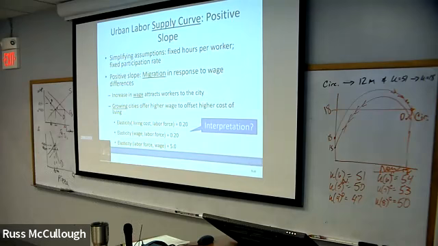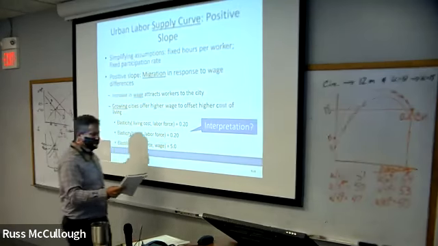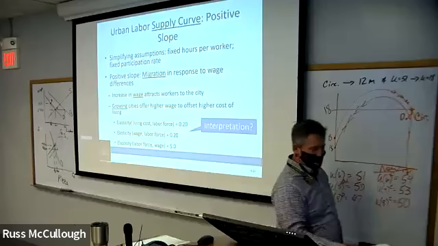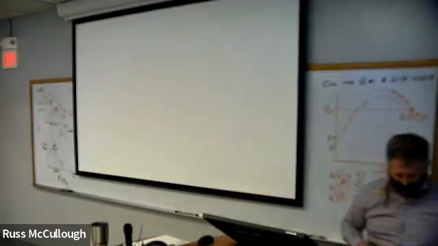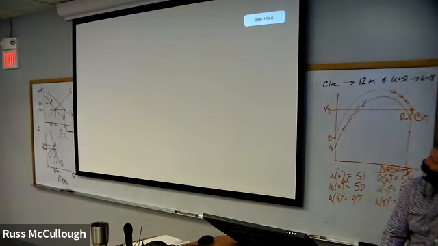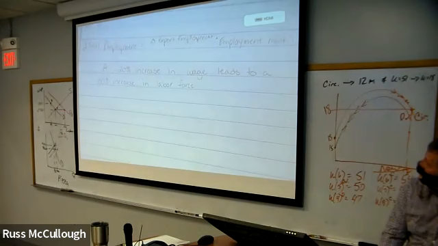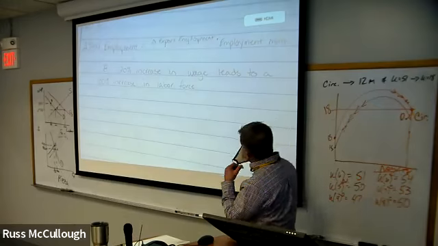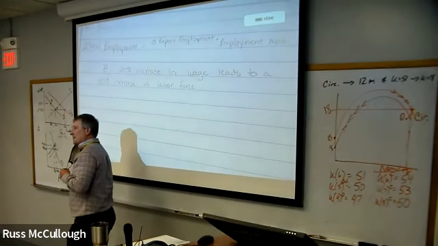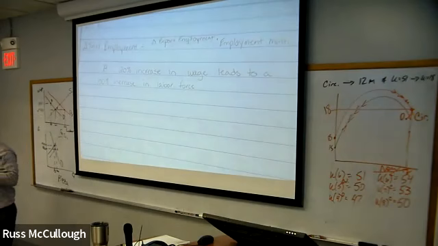All right, so Jacob says a 20% increase in the wage leads to a 100% increase in the labor force. Just put that up there. Got it. There we go. 20% increase in wage leads to a 100% increase in the labor force. How many people agree with Jacob? Ooh, not seeing much support here.